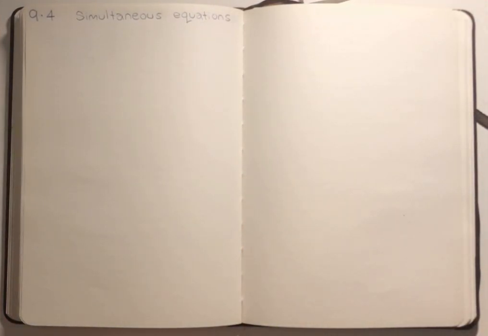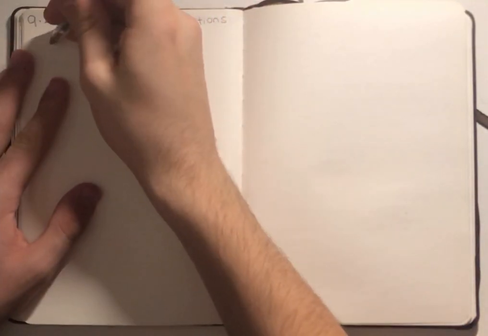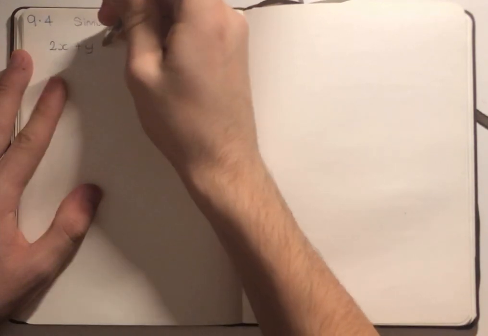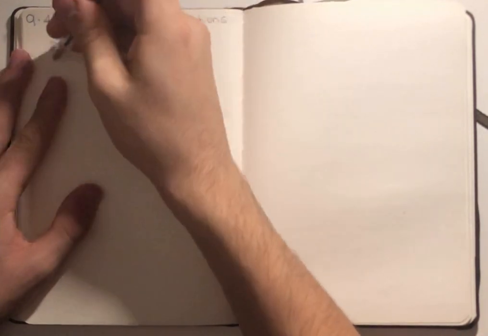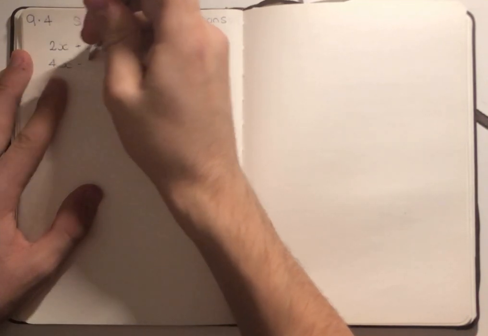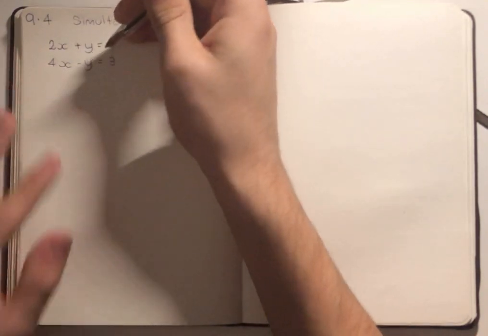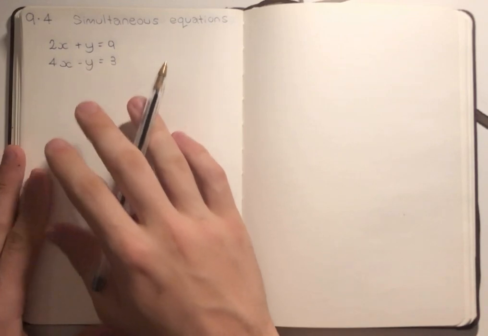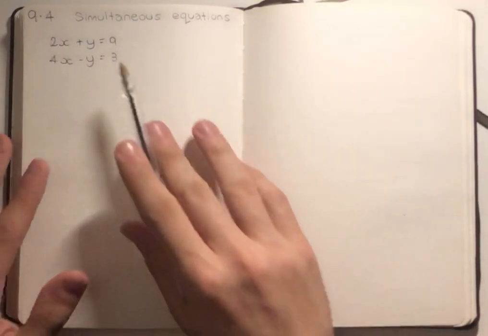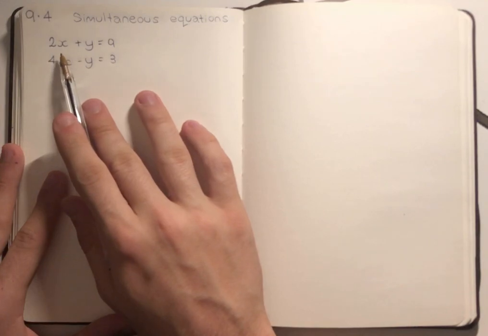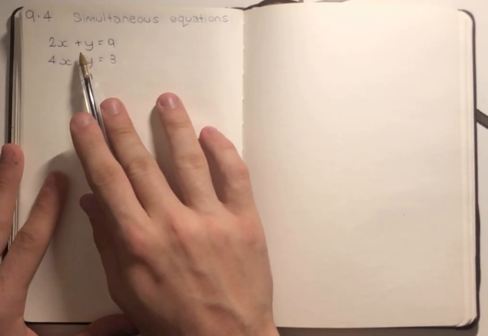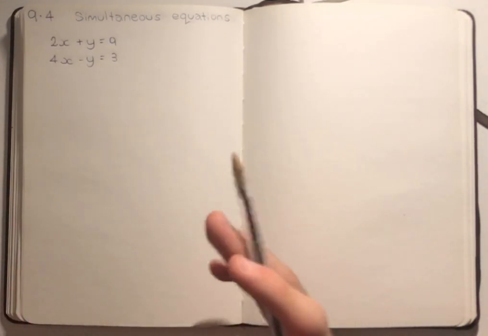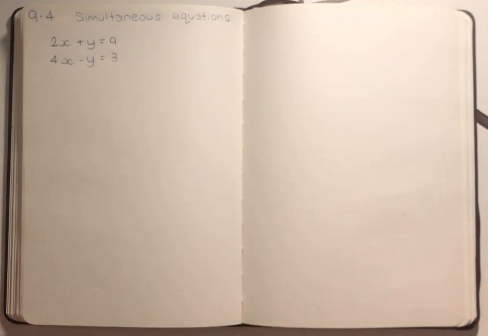This is simultaneous equations. So I'm going to start off with quite a basic simultaneous equation. 2x plus y is equal to 9. 4x minus y is equal to 3. Now, what we want to do is turn these simultaneous equations into something we can actually solve. At the moment, we can't solve them because there are two variables. We need it to only have one variable for us to solve it. Therefore, we must rearrange them so that they only have one variable.